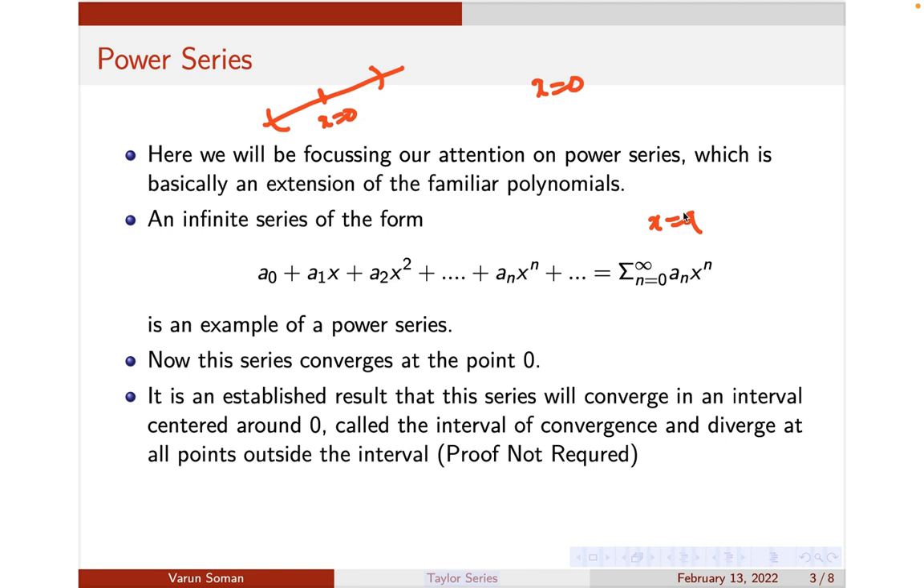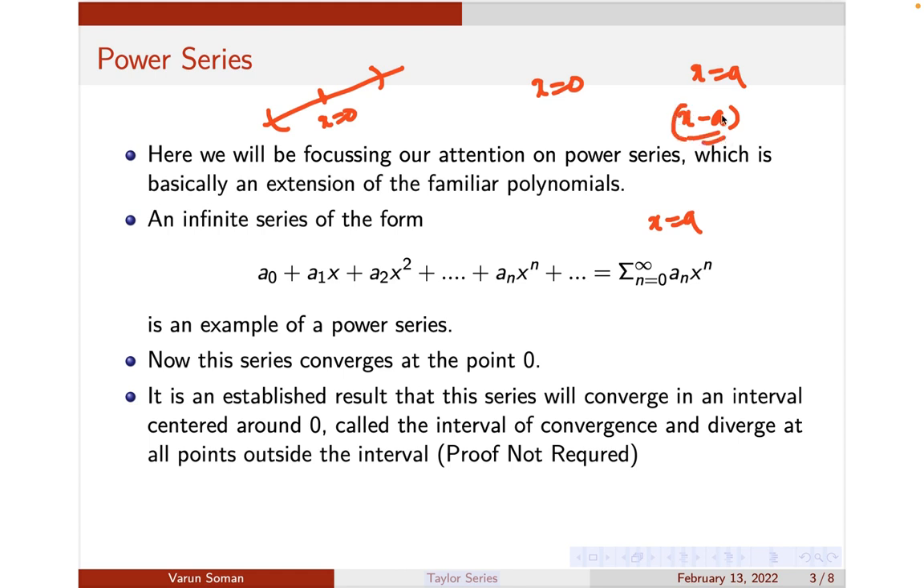Now we can extend this concept of power series to a point x is equal to a. So I will talk of a power series about x is equal to a. In that case, your power series will have terms involving x minus a, or in other words, your terms would be like powers of x minus a.